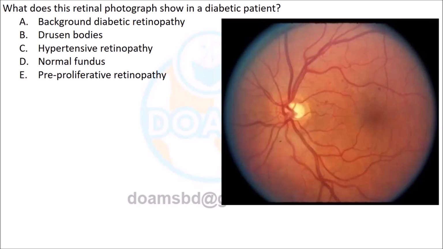Pre-proliferation means you identify any dot and blot? Actually it's microaneurysm. Seems like microaneurysm. There could be microaneurysm, right? May not be dot and blot also, but microaneurysm, you see, near the vessel. I'm just explaining technically: if you find any dot near the vessel, it could be microaneurysm. So microaneurysm is not a normal feature in the retina.